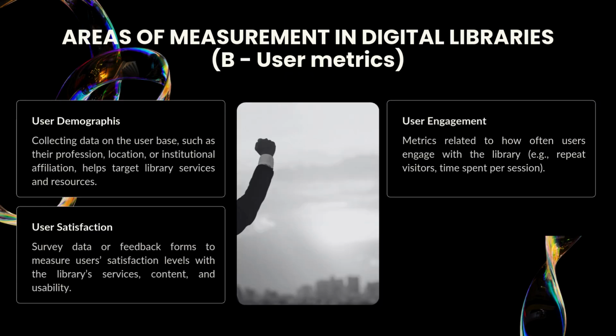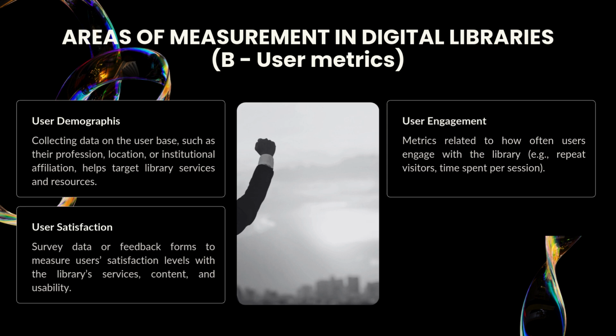In this slide, we focus on user metrics, which help digital libraries understand who their users are and how they interact with library services. The first user metric is user demographics. This involves collecting basic information about users, such as their profession, location, or institutional affiliation. For example, a digital library may find that most of its users are undergraduate students, while fewer lecturers or researchers are using the system. This information helps the library tailor its services, such as prioritizing textbooks for students or research databases for academic staff. The second metric is user satisfaction.